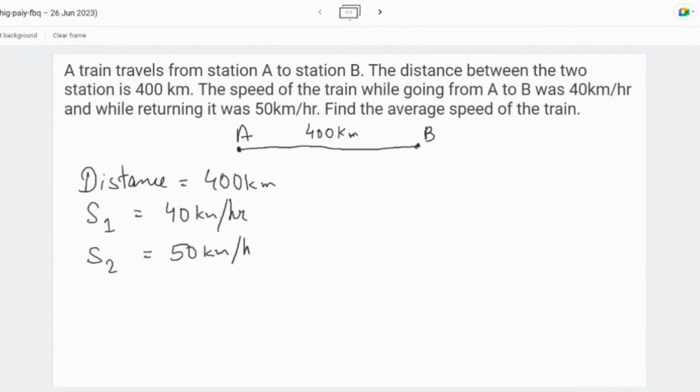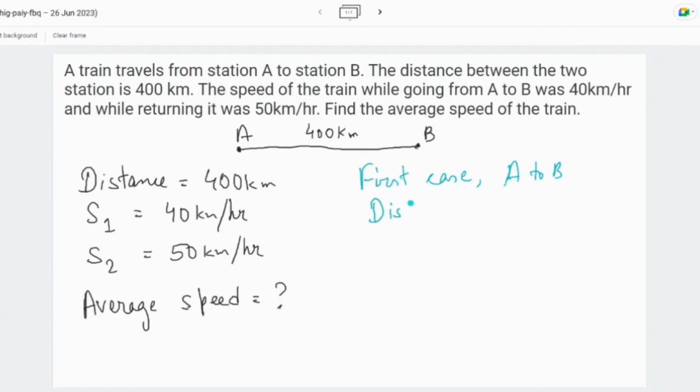And what does the question want us to find? It is the average speed. Okay, average speed equals to, I don't know, it is the unknown thing I need to find out. So let us, the first case, let us just find out. First case means when the train is traveling from A to B. Over here, of course, the distance is 400 kilometers. The speed is 40 kilometers per hour, which is S1.